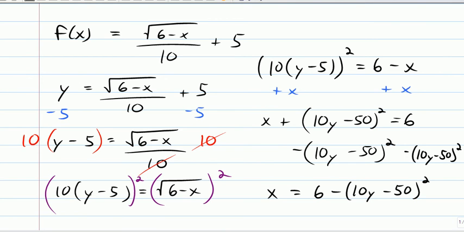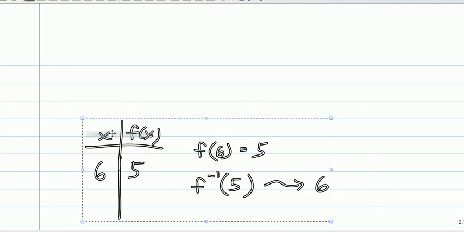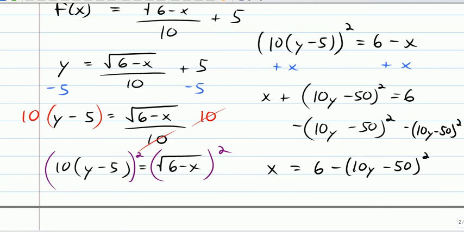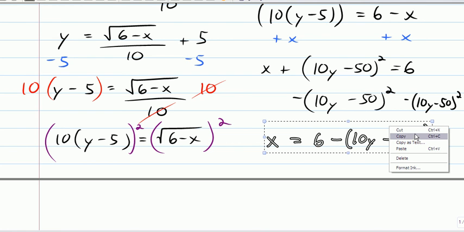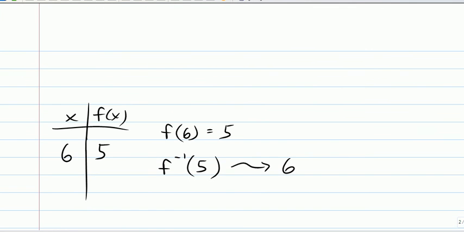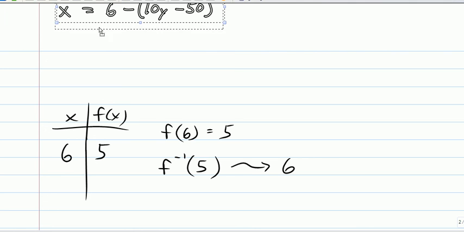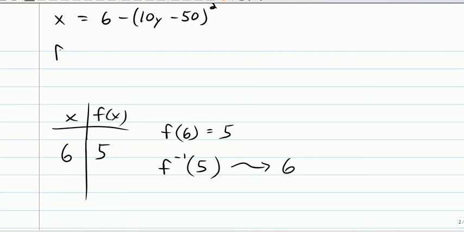Okay, so I'm going to go to the next page. I saved this work here. So we need our final write-up of our inverse. So f inverse of x equals 6 minus 10... Now we're going to change y to x. So when we plug 5 in, we want to get 6. So I'm going to plug 5 in. We'll see if we get 6.